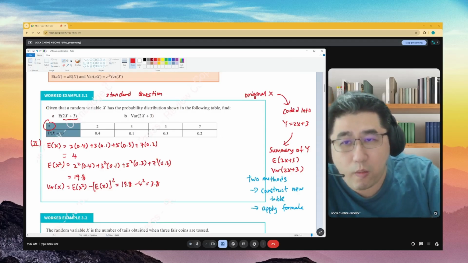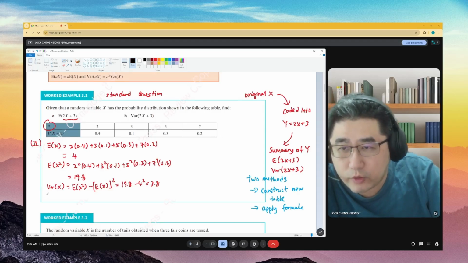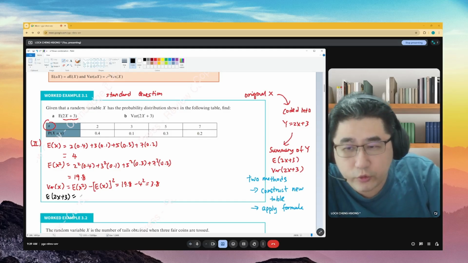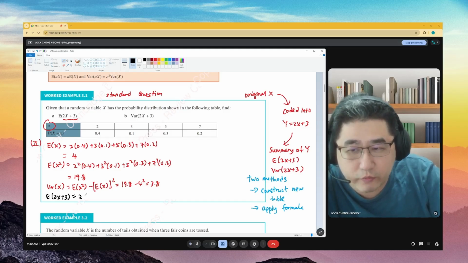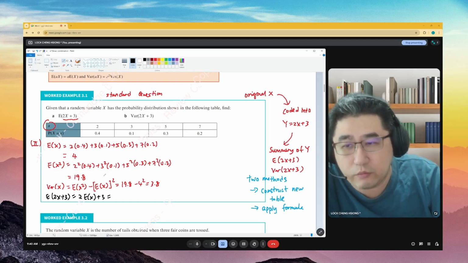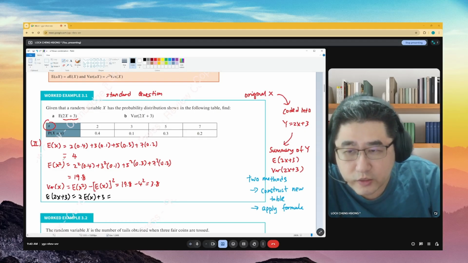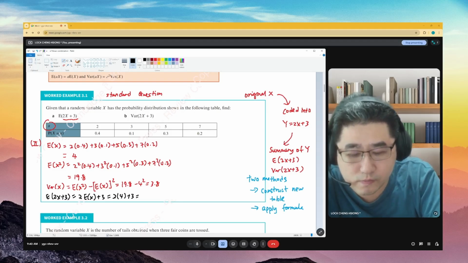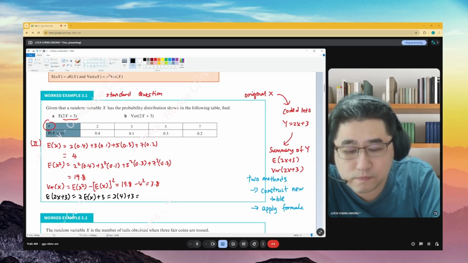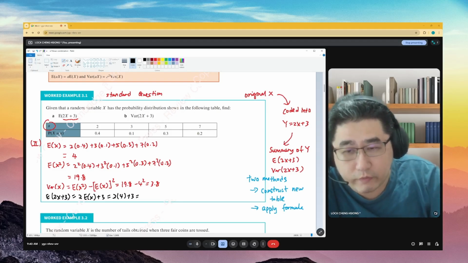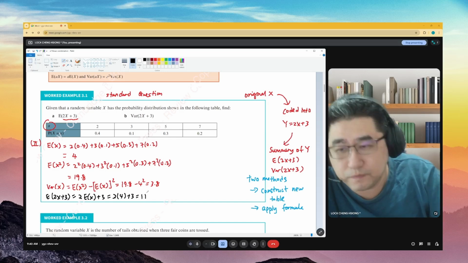Therefore, over here, if I want to get the expected value of 2x plus 3, by applying the formula, I have 2 times E(x) plus 3, where I already got the value of E(x) itself, which is 4. 2 times 4 plus 3, 8 plus 3. So I have 11.